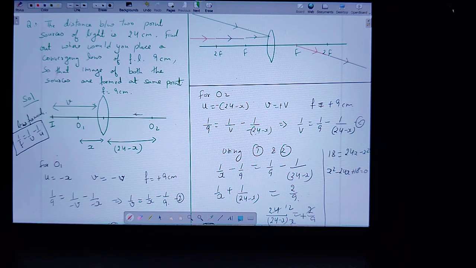Okay, cross multiply. That should be 108 now. Sorry, 108. That gives the roots 6 and 18. I've not done the calculation, so check it. Done.